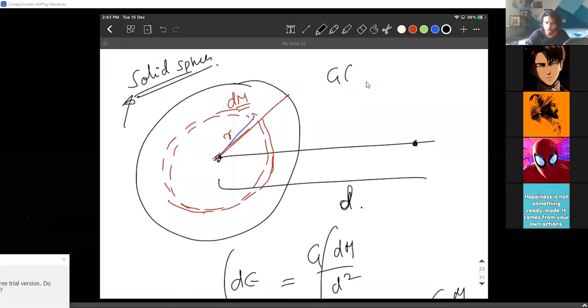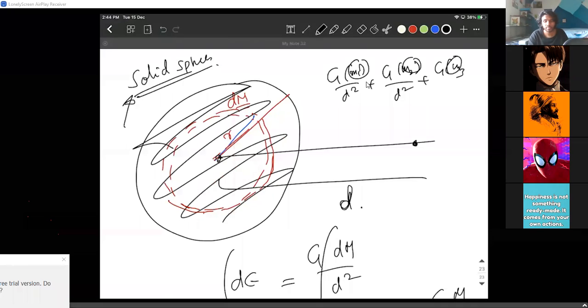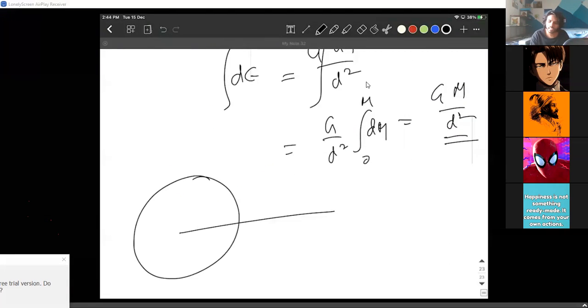It's like G small m1 by d square plus G small m2 by d square plus G small m3. All m1, m2, m3 are the masses of hollow spheres, which are piling on to make this a solid sphere. So for a solid sphere, outside a point, the answer is still the same thing, GM by d square. There is no change at all.